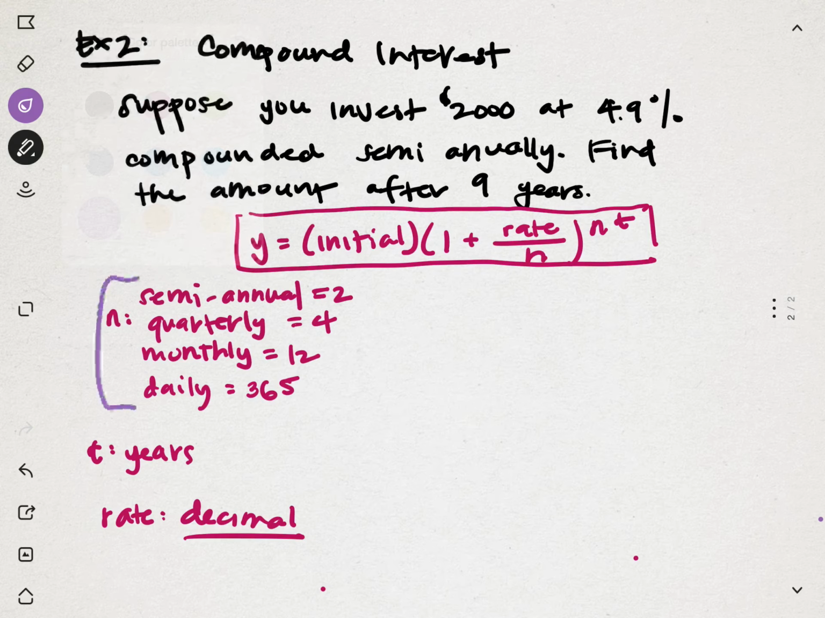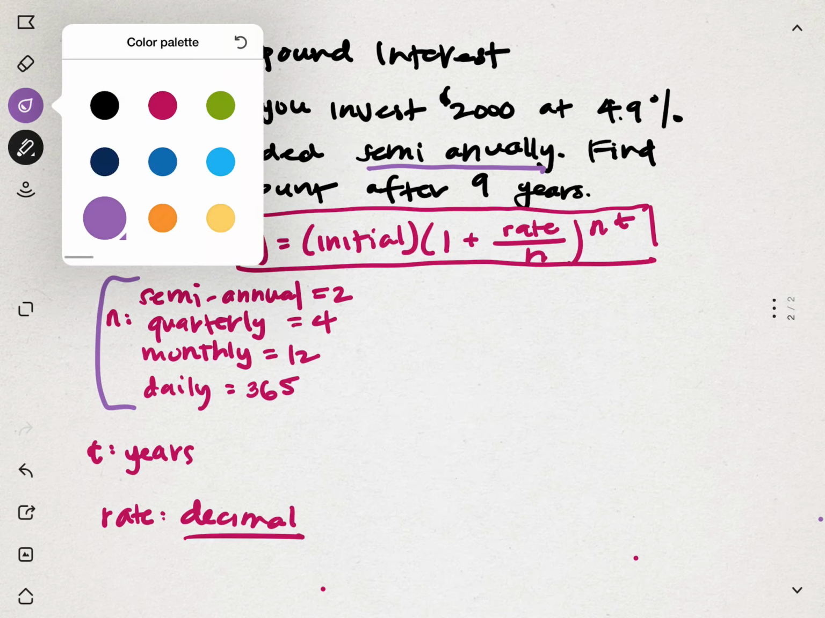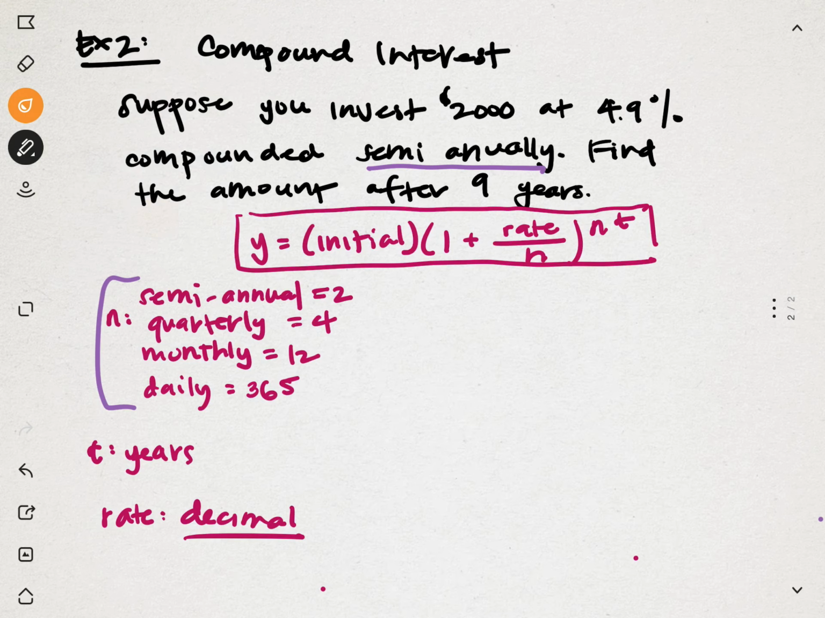So let's go ahead and find the answer to this problem. It's saying, suppose you invest $2,000 at 4.9% compounded, and we should underline this, semi-annually, right? That's giving us our hint to our n. Then it's saying, find the amount after 9 years. Okay, so let's go ahead and fill all this information in that they're giving us, because it's kind of a lot. All right, so we know our n, because it says semi-annually, is going to be twice.